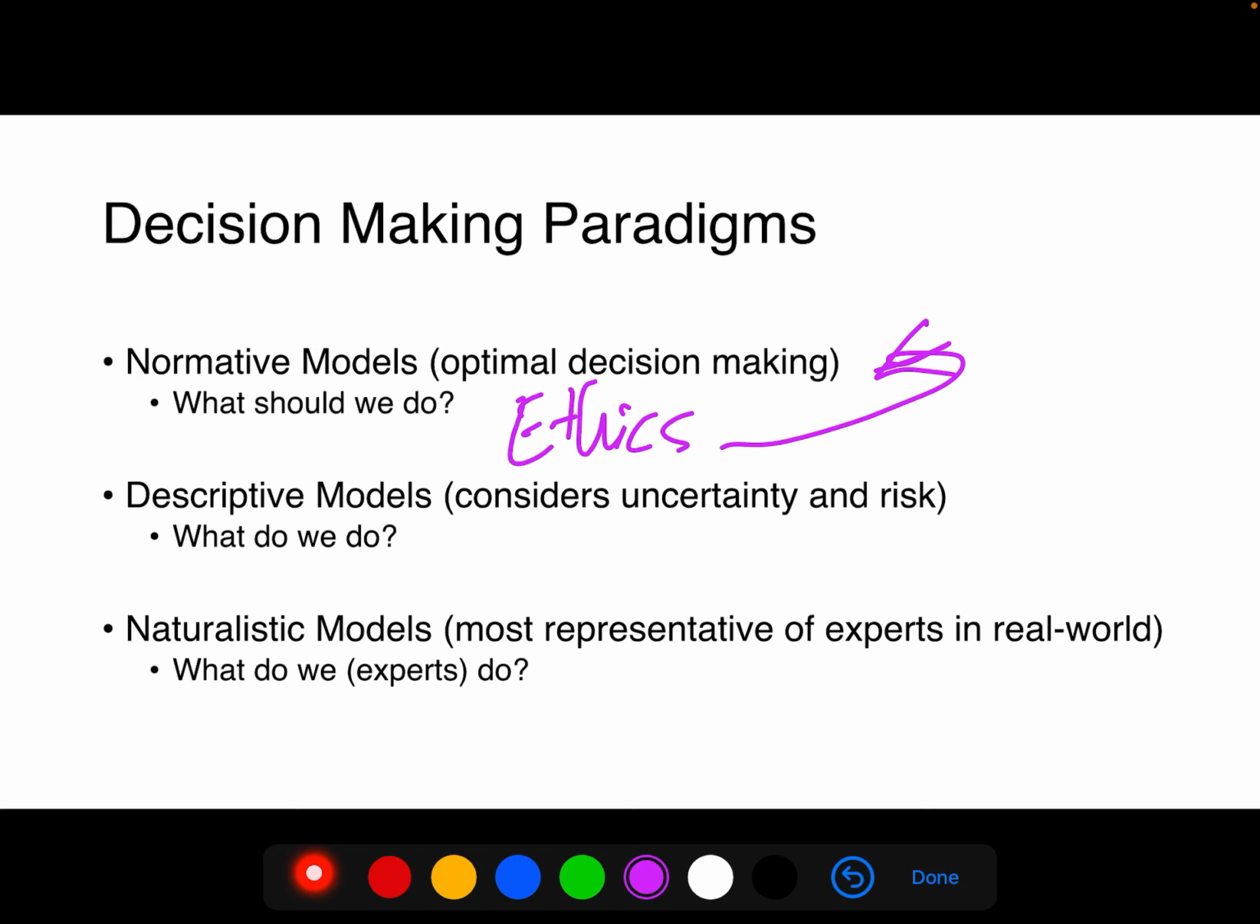Now, descriptive models are a little bit different. This is what do we actually do? Descriptive models are an attempt to describe or interpret decision making in a way that aligns with reality. And then naturalistic models are most representative of experts in the real world. One interesting thing people might think is, what's the difference between descriptive and naturalistic? Typically, naturalistic models are dealing with expert populations, complex tasking, those kinds of things. But there may be room to argue that whether it's an expert or a novice doesn't actually change the reality of it.